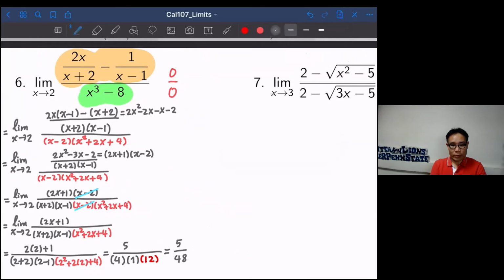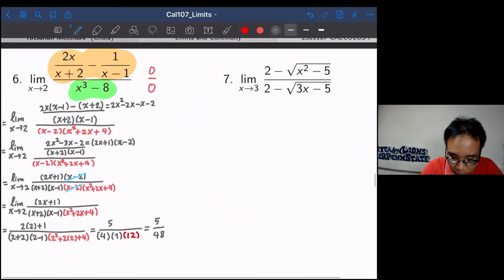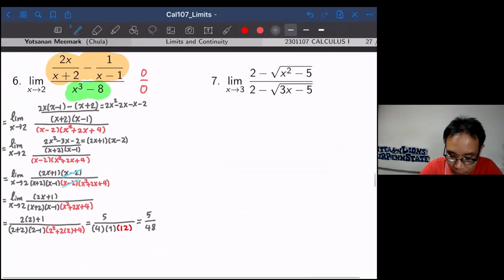Okay, so it's going to be 5 over 48 for your final answer. Now, let's do number 7. For number 7, you need to find the limit as x goes to 3 of (2 minus square root of x squared minus 5) over (2 minus square root of 3x minus 5).